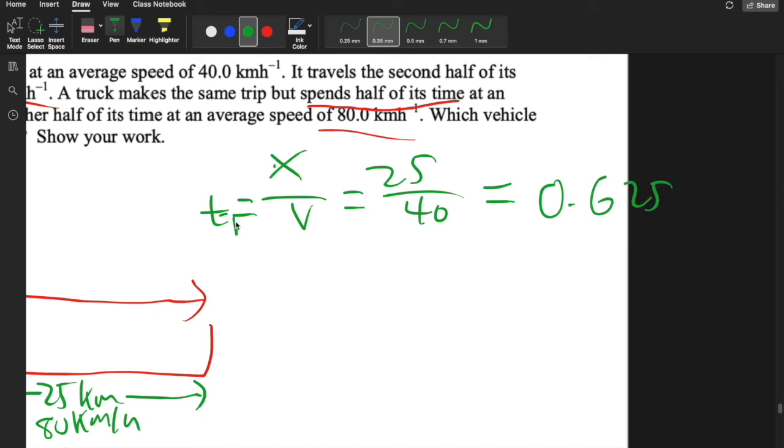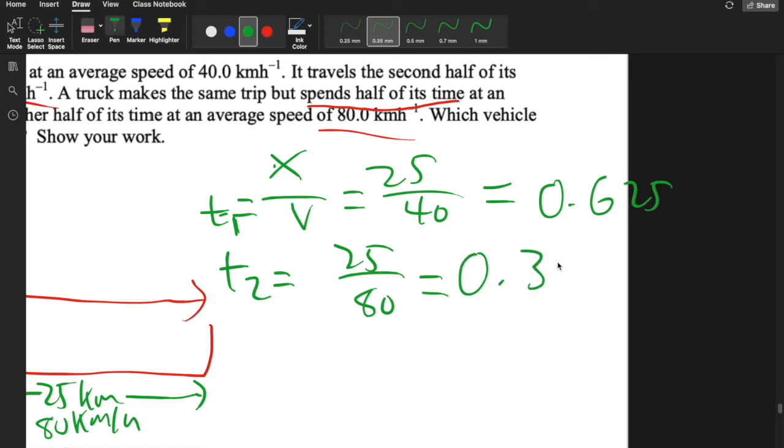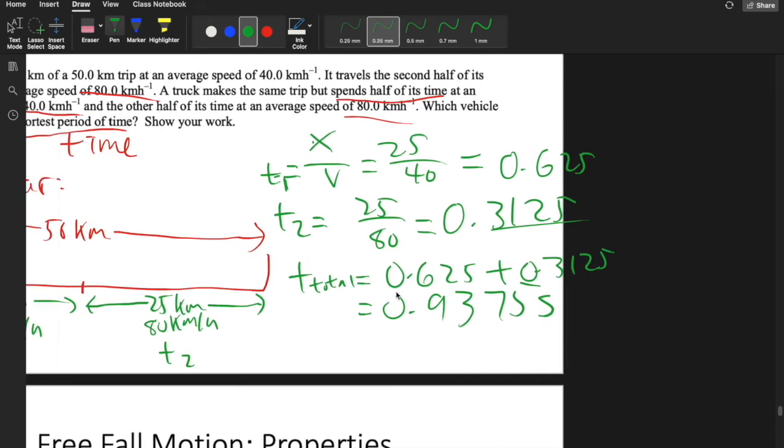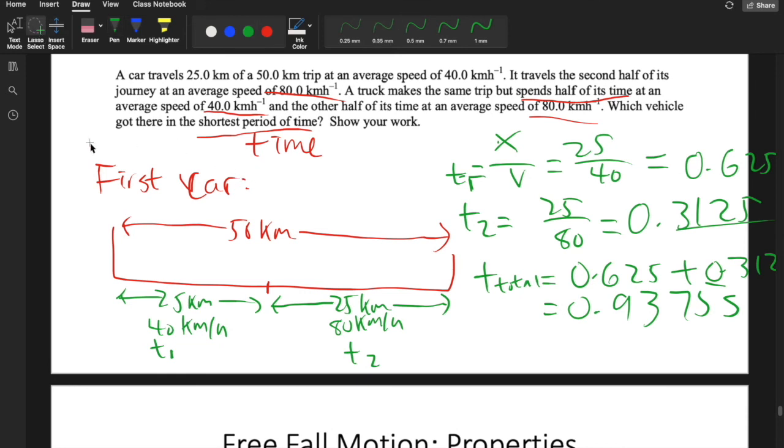0.625, and for the second, T2 is equal to 25 divided by 18, which is equal to 0.3125, and T total, you just add those two numbers together, is equal to 0.9375 seconds, right? So this is for the first car.